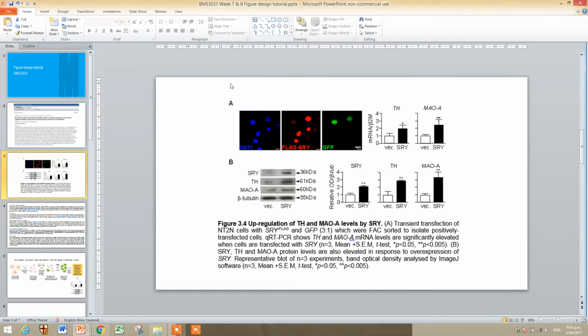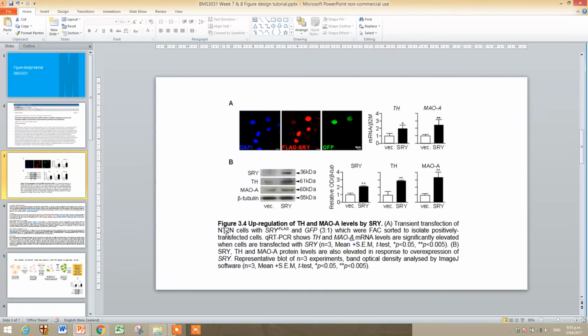So the first thing you should do is look at the figure itself and see whether there's any hints there of how it was performed. So in the figure legend you can see it gives us the results straight up, so the clear result: upregulation of TH and MAOA levels by SOI. So that's the result. And how was it done?